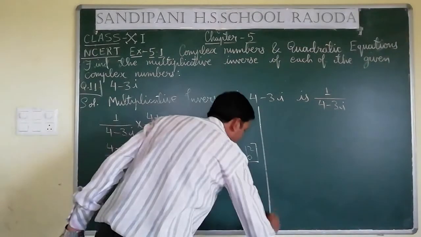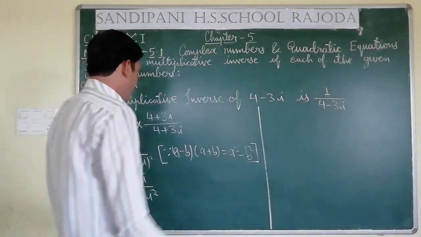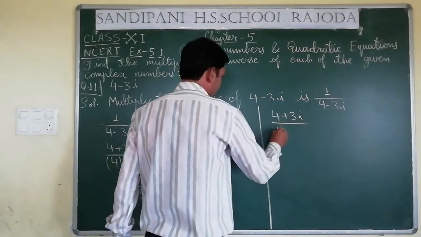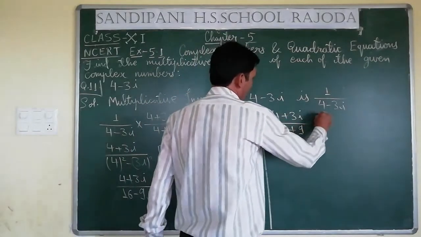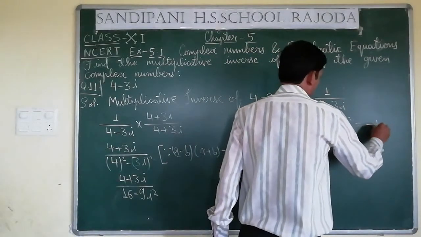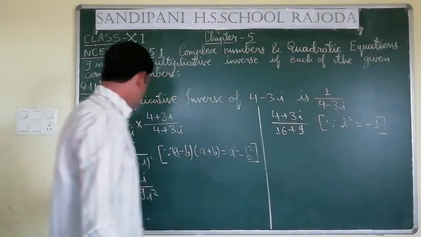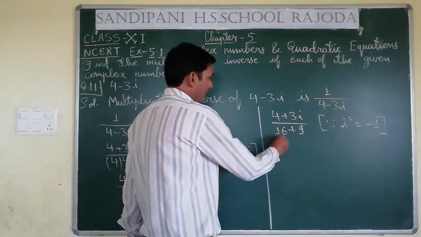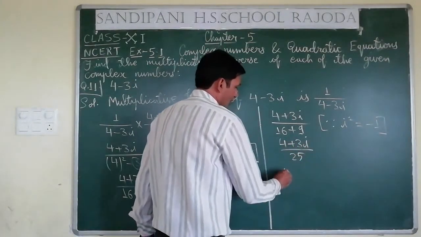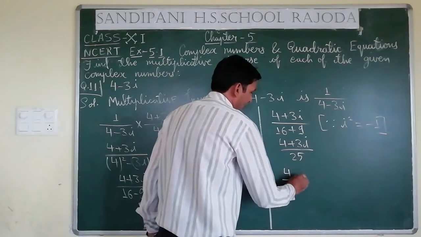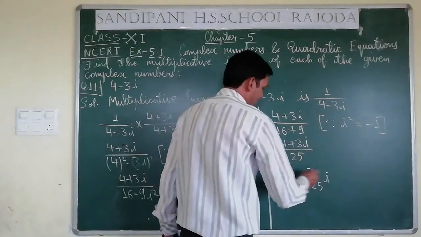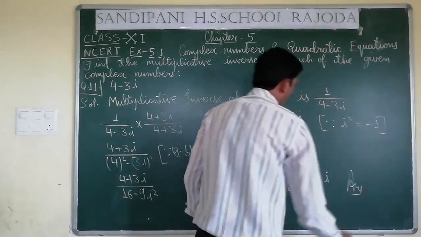So on further solution this will become (4 + 3i) upon 16 + 9, because i square is equal to -1. So that minus and this minus will become plus. So what will be the result? (4 + 3i) upon 25. So you may write 4 upon 25 plus 3 upon 25 i. This is the multiplicative inverse of 4 - 3i.